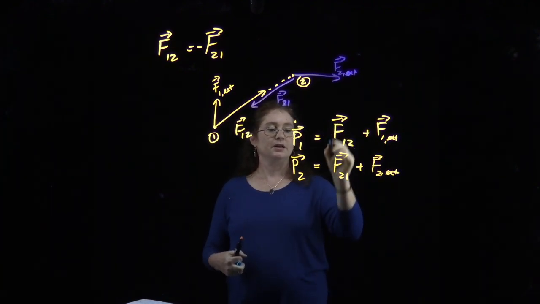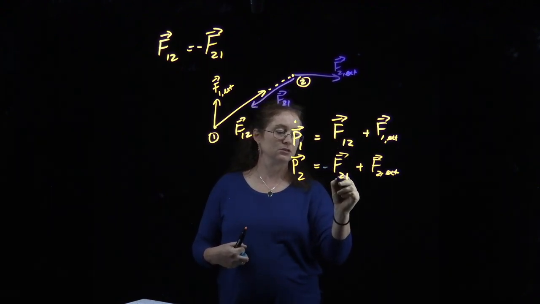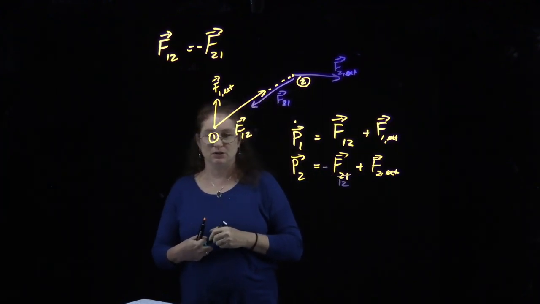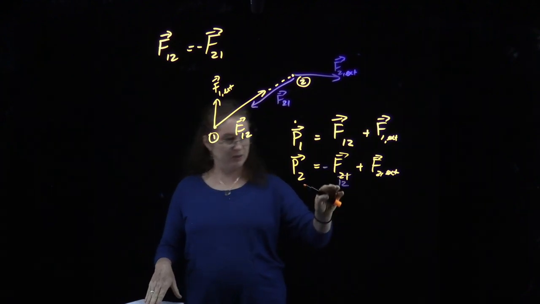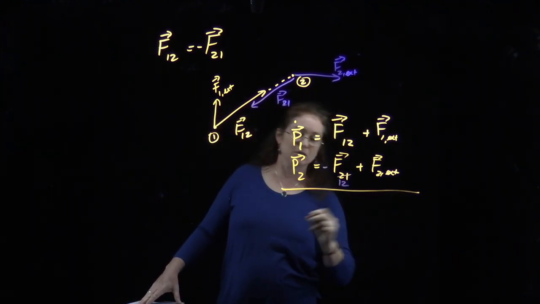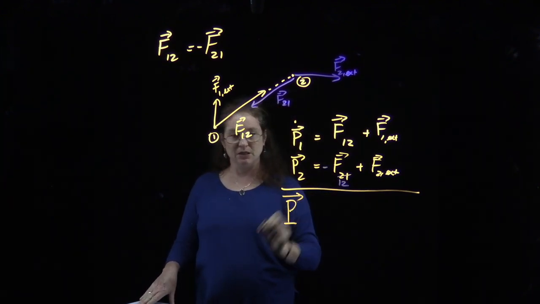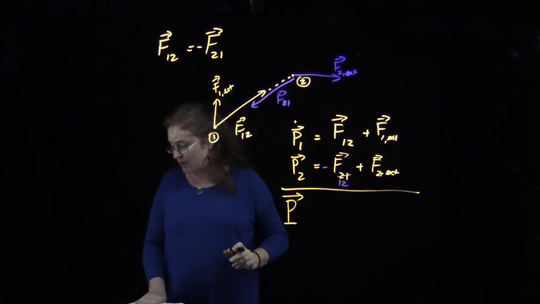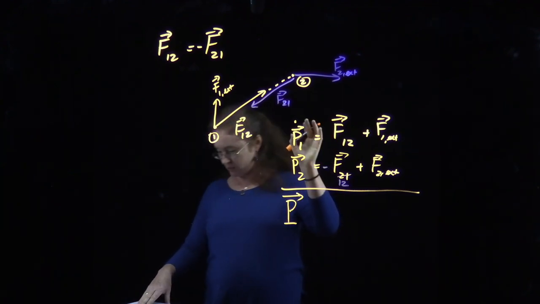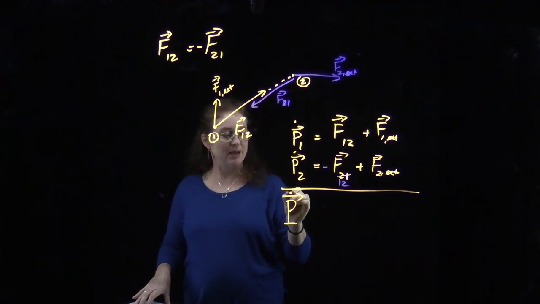these two are equal in magnitude and opposite in direction, I'm going to write in some corrections there. I'm going to replace this by F12. I can add up the total momentum, and I'm going to denote the total momentum with a capital P. My capital P looks kind of funny, but I want to make sure that you can distinguish my capital P from my lowercase p.